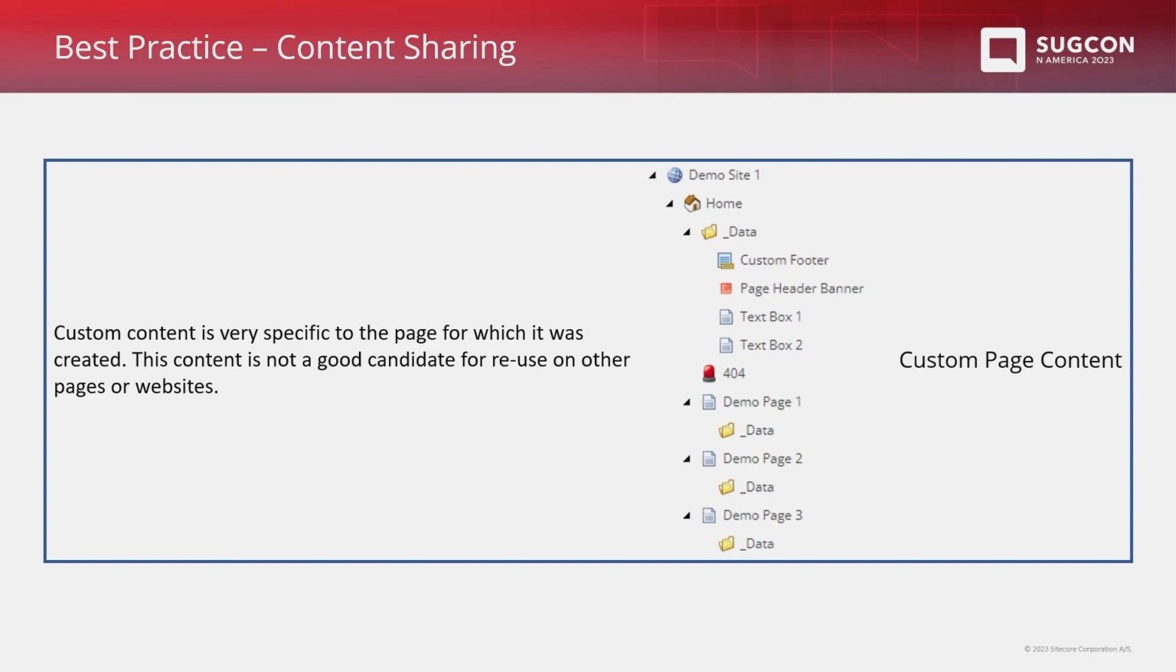So my home page is going to have a custom header, it's going to have a custom footer, it's going to have some text boxes that are only applicable to this page, not any other page in my website. And then these demo pages here might have data that's only applicable to these demo pages. So under this data section, this is not shared with anybody. It's not a candidate for reuse within the site or within the global environment either.